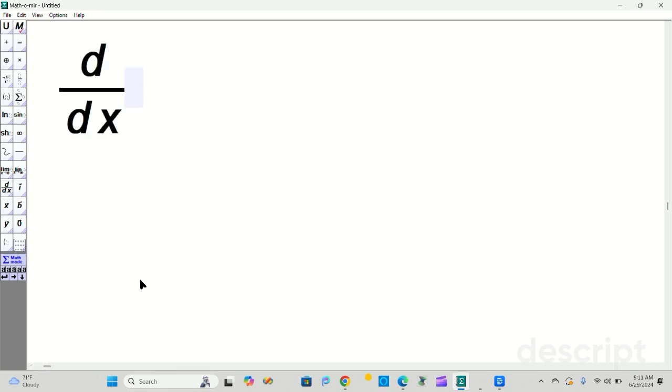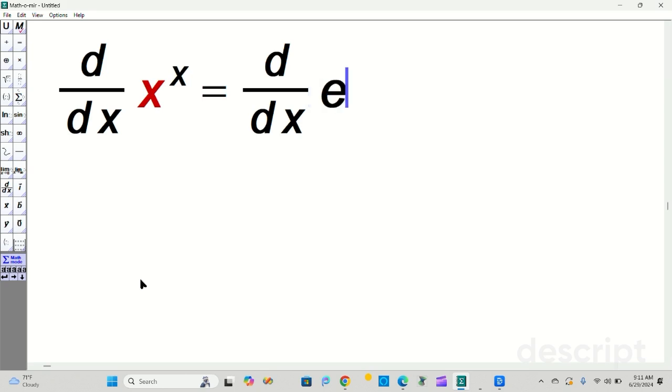This is the derivative with respect to x of x to the x. So I'm going to make this red so you can keep track of it. First of all, you can write the derivative with respect to x of e to the ln of x times x. That's allowed. x to the x and e to the ln of x times x are pretty much the same, so you can replace. Why would you do that? Because then you can use the chain rule.